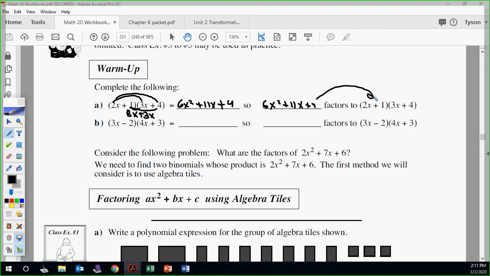The second one here, same thing. I'll just FOIL. 3x and 4x, 12x squared. 3 times 3x for 9x. Negative 8x. So 9 minus 8 is x. Negative 2 times 3 is negative 6. So again, the idea that this factored goes back to that.